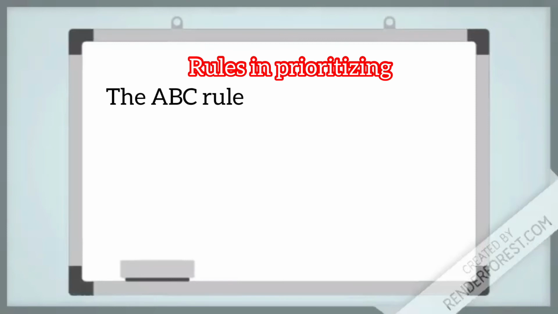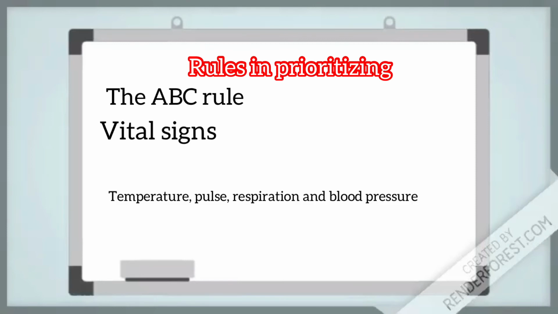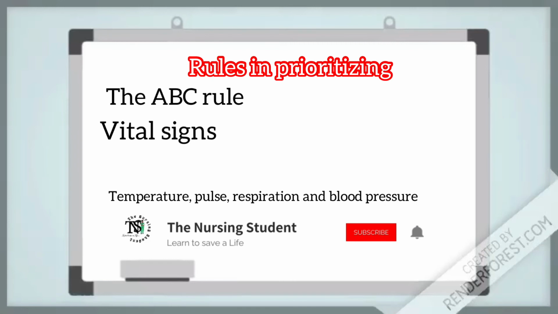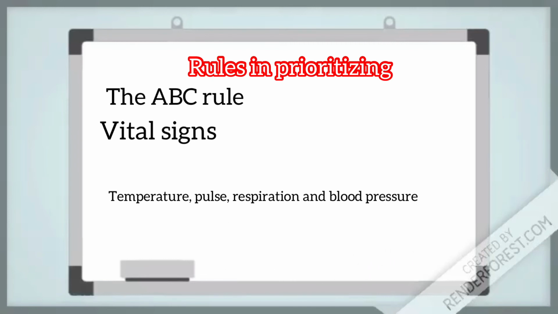And then the second rule that you can use is the vital signs. The vital signs are the temperature, pulse, respiration, and the blood pressure. Okay, and don't forget that the fifth vital sign is pain. So you can prioritize your problems by focusing on these major four vital signs: the temperature, the respiration, the pulse, and the blood pressure.